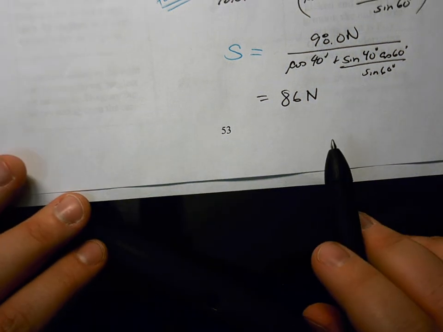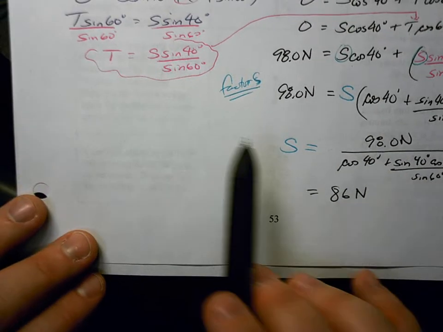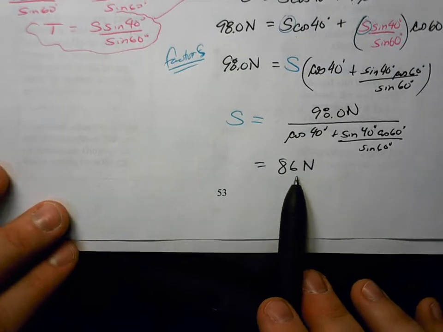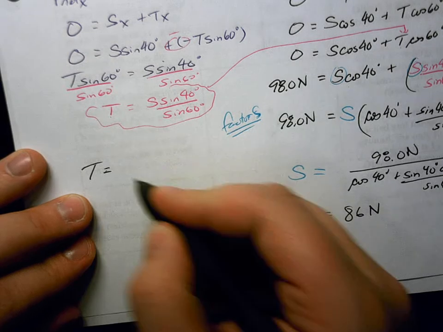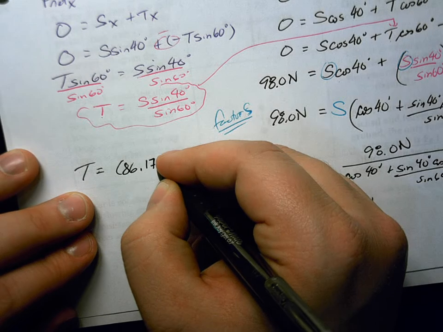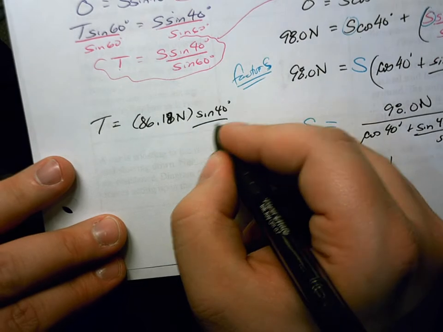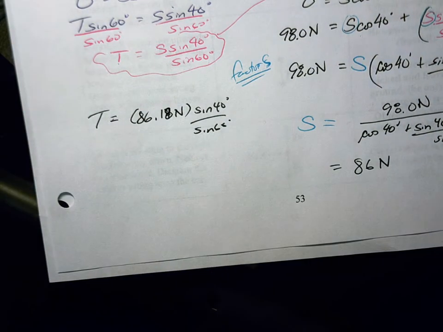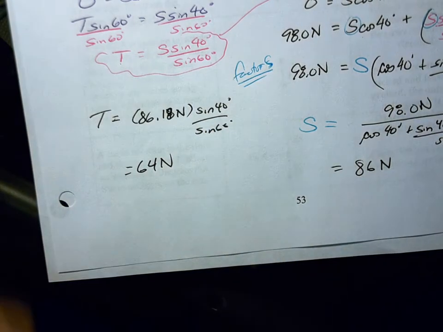Now I have a value for s, so I can calculate t, because I can sub this 86 newtons into t over here. With that, I know that t is going to be this s value, about 86.180 newtons, times sine of 40 degrees divided by sine of 60 degrees. If we calculate that and we're really careful, we're going to get about 64 newtons.